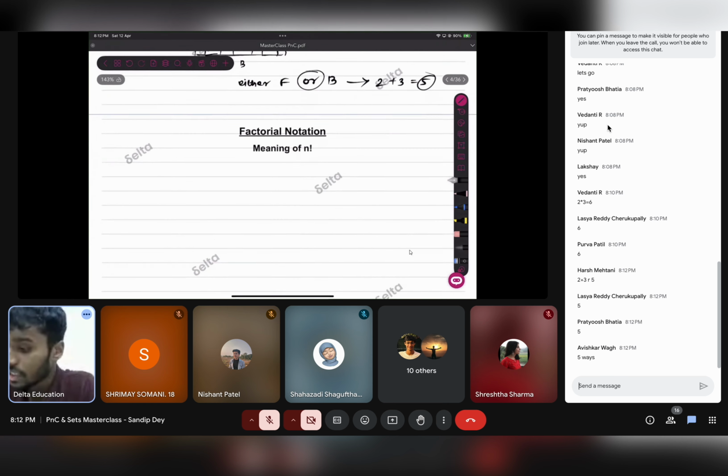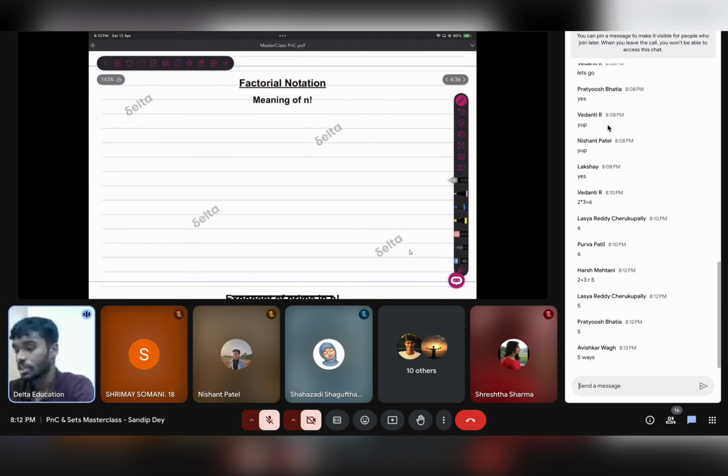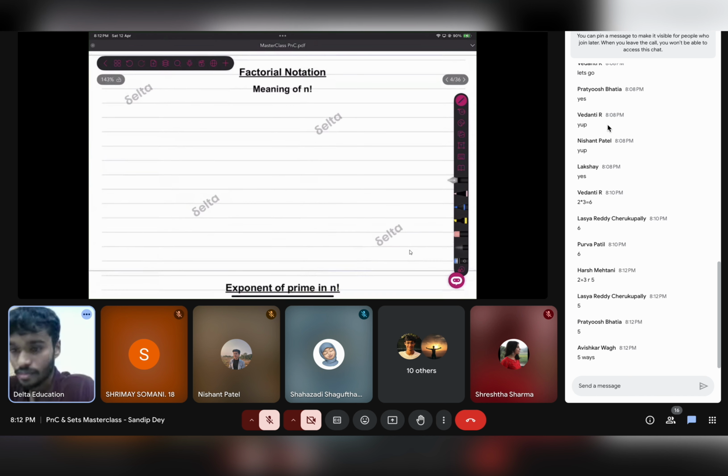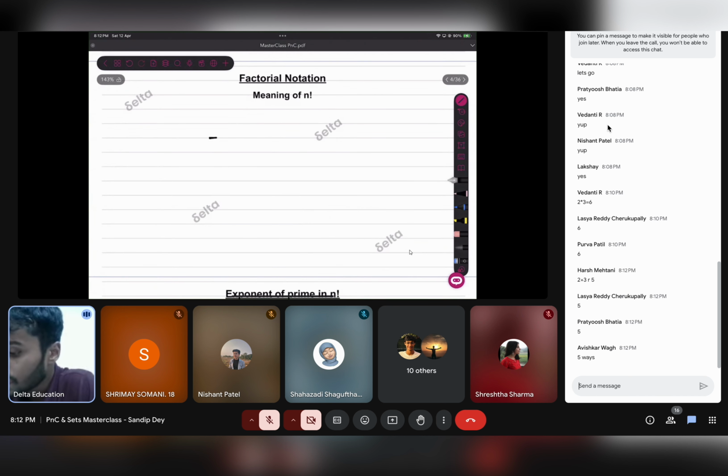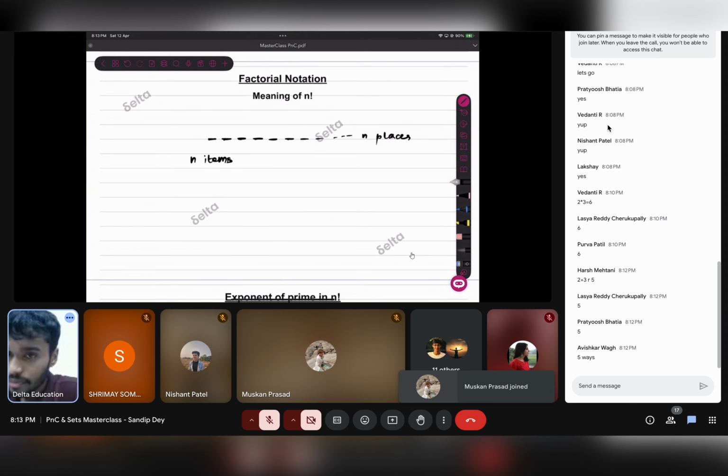Okay, so now let's move to factorial notation, the meaning of n factorial. So I guess most of you know n factorial. Is there anyone who doesn't know? Okay, so let's explain. Let's say there are n places and you have n items. If I want to know in how many different ways I can arrange those n items in n places, how can I solve this problem?